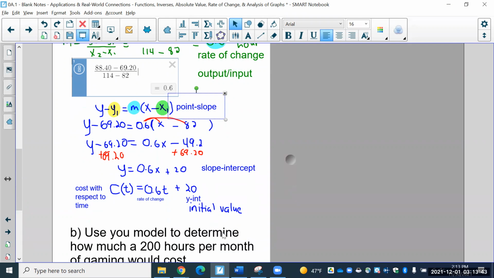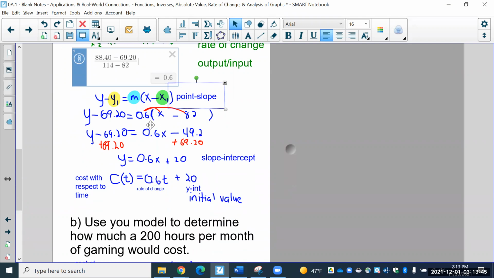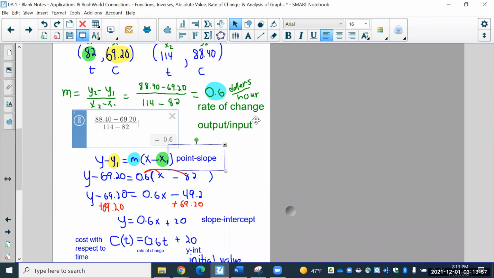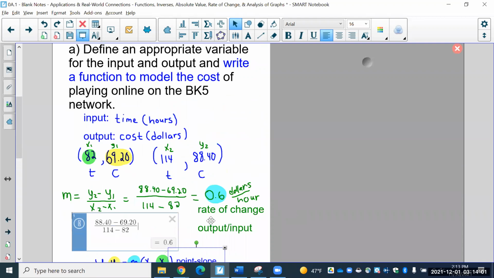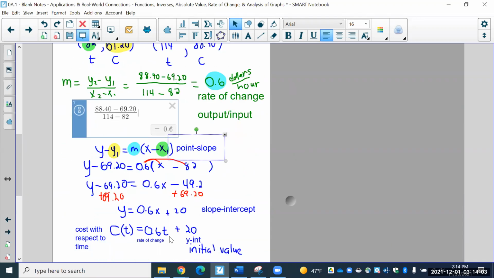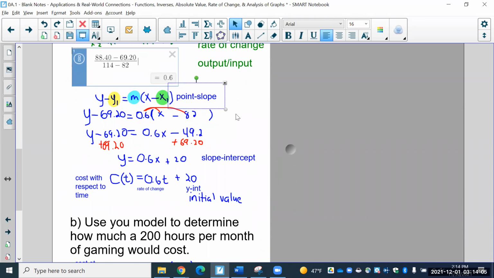Okay, so then part B just says, hey, now that you've done all that work to get your model, and by the way, getting your model is the hardest part of a word problem. Sometimes they give it to you, but not normally with linear functions. They want you to be able to find that using the three linear equations. Again, slope intercept, point slope, and slope. So once you do that, this problem just wants you to put 200 in the right spot.